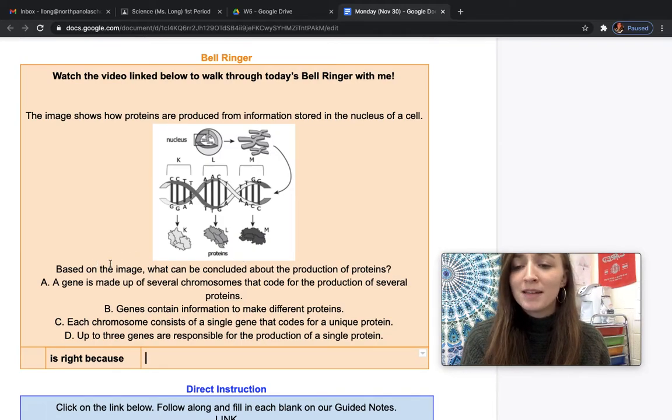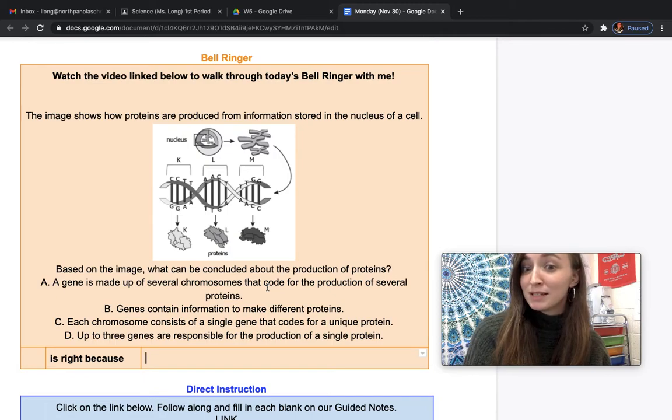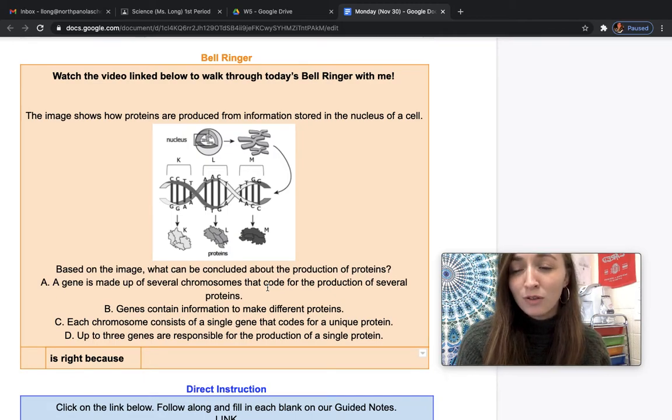Okay, so based on the image, what can be concluded about the production of proteins? So we're going to use this picture to decide what is happening with the production of proteins, or how are proteins made. Let's go through this. So A says a gene is made up of several chromosomes that code for the production of several proteins. So that answer sounds really nice.